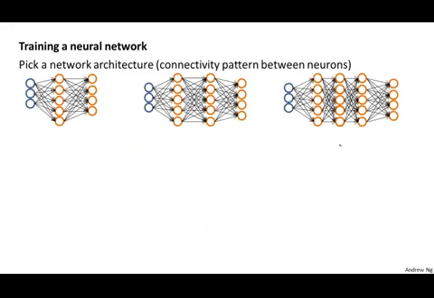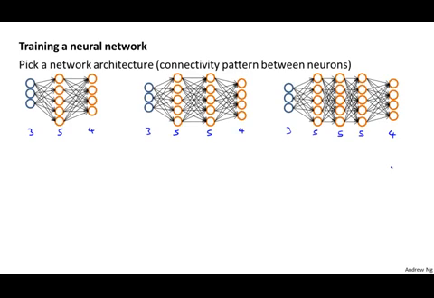When training a neural network, the first thing you need to do is pick some network architecture. And by architecture, I just mean the connectivity pattern between the neurons. So, we might choose between, say, a neural network with 3 input units, 5 hidden units and 4 output units, versus one with 3 input units, 5 units in each of 3 hidden layers, and 4 output units. These choices of how many hidden units in each layer and how many hidden layers are architecture choices.